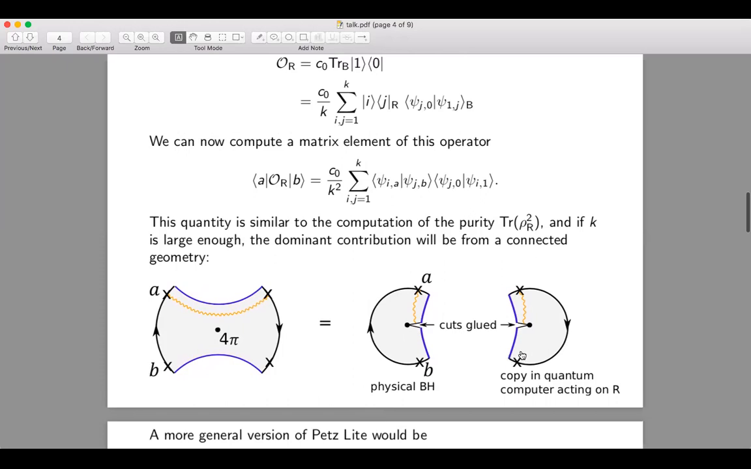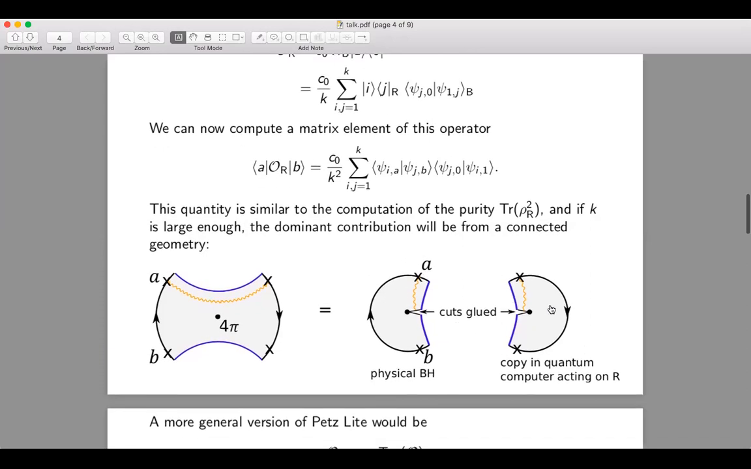This one represents the physical black hole, and this other one represents the formula for the operator. And when we compute the matrix element of the operator OR, one finds that these two copies are connected by a replica wormhole. So the physical black hole gets connected by a wormhole to a fictitious copy of the black hole in the quantum computer that you're using to act on the radiation.